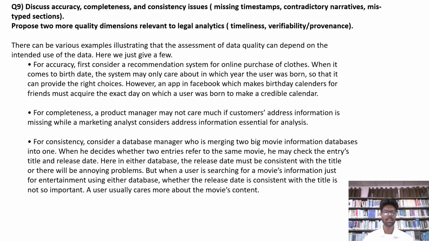For accuracy, first consider a recommendation system for online purchase of clothes. When it comes to birth date, the system may only care about in which year the user was born, so that it can provide the right choices. However, an app on Facebook which makes a birthday calendar for friends needs the exact date on which a user was born to make a credible calendar.